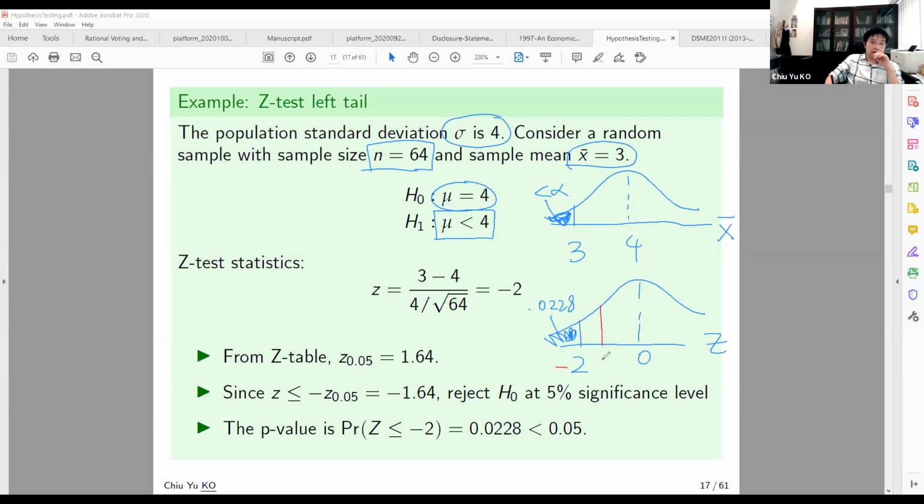Alternatively, you can check negative 1.64, and this is the 5%. So the statistic is on the left-hand side of that, and that's why you would reject. Is that okay? Any questions?